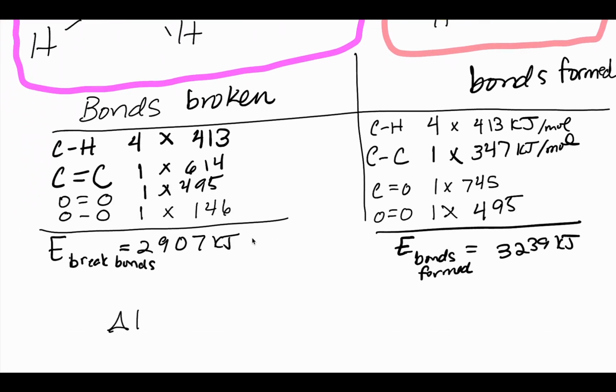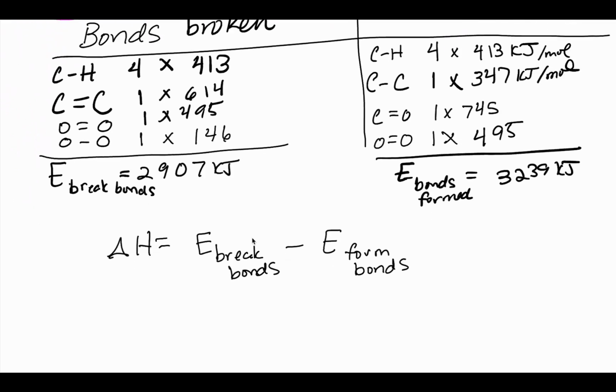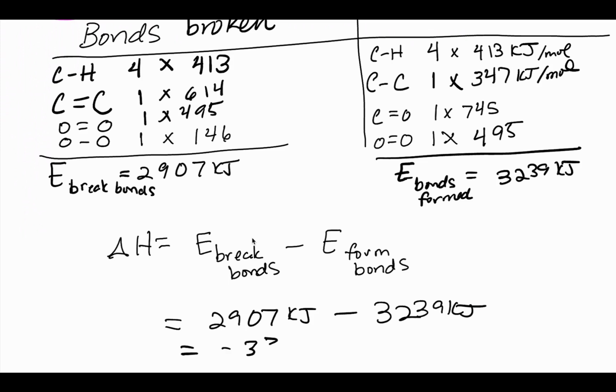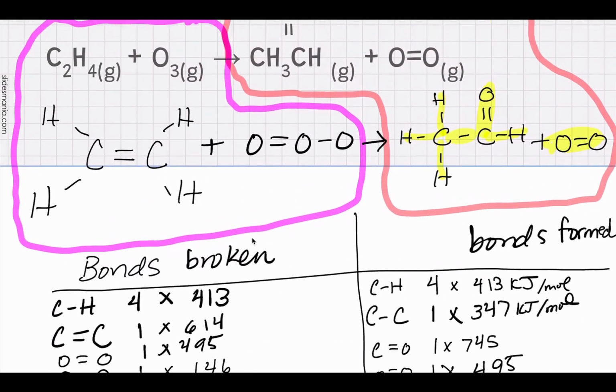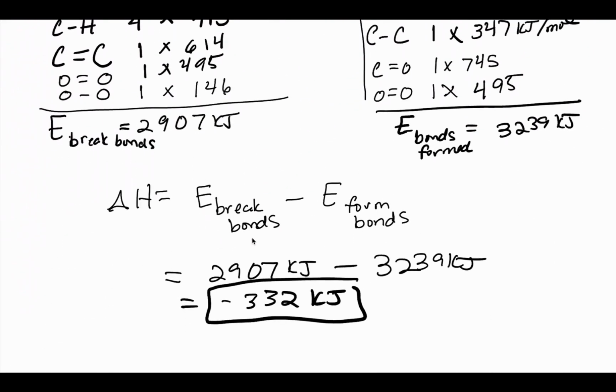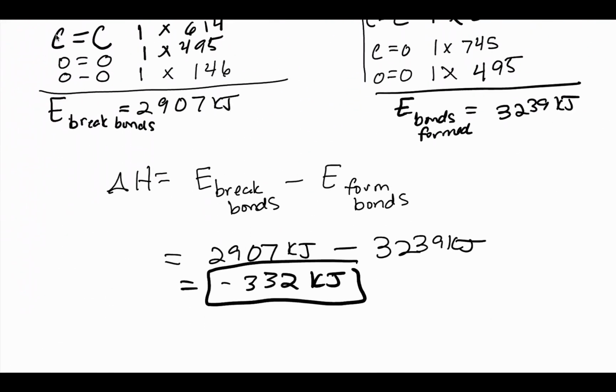So the enthalpy change of this reaction is going to be the energy to break the bonds minus the energy to form the bonds. So 2,907 minus 3,239, and I get negative 332 kilojoules. So overall, with all of those bonds that are broken and formed, this reaction is exothermic. I hope that helps. Let me know if you have any questions.